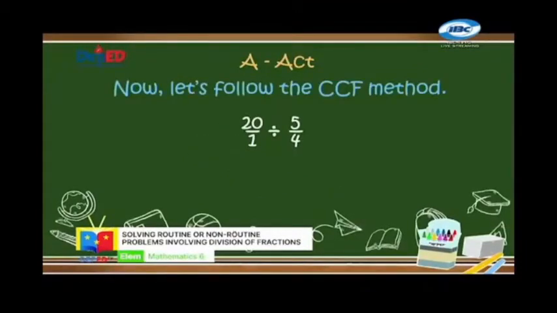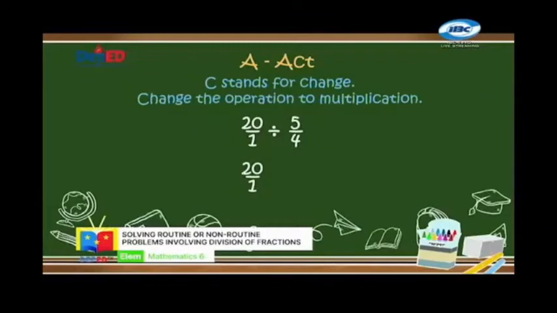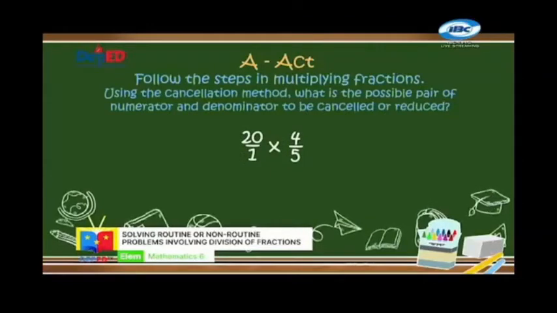Now, let's follow the CCF method. C stands for copy. Copy the dividend 20 over 1. Second, C stands for change. Change the operation to multiplication. F stands for flip. Flip the numerator and the denominator of the divisor for its reciprocal. The reciprocal of 5/4 is 4/5. Follow the steps in multiplying fractions. 20 over 1 times 4/5.